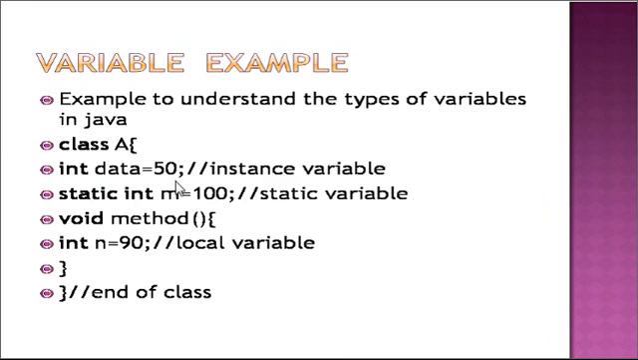We take a class named A, and this class holds 3 types of variable. First is an integer data type variable, which is called an instance variable. Second is the static variable, because for this variable we use a different keyword, static, so it is called a static variable. Last is the local variable. A local variable is always defined inside the body of a method.